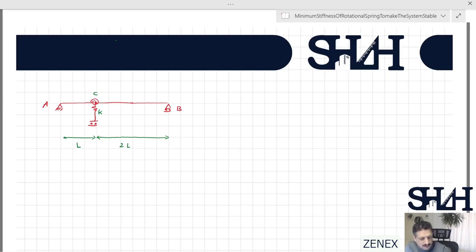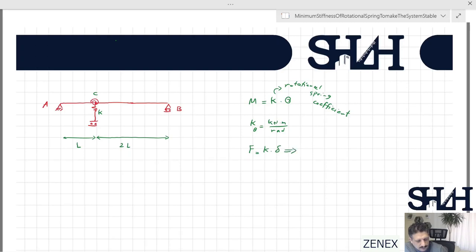So let's go through some numbers. If you remember, M equals K theta. This is the rotational spring coefficient. So as a result, the unit of K theta is kilonewton meter per radian, and force is K delta, and this is the stiffness of an ordinary spring. So K will be kilonewton per meter. So if I divide K theta by K, it will be kilonewton meter divided by kilonewton per meter. So it will be meter square per radian.